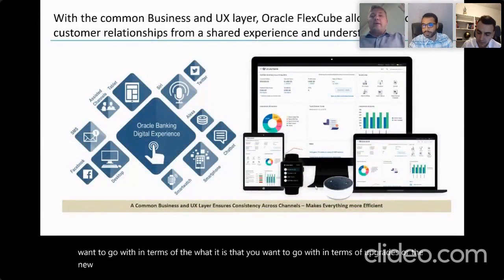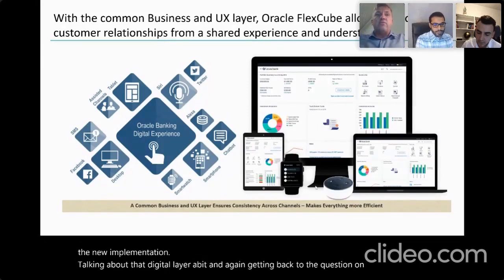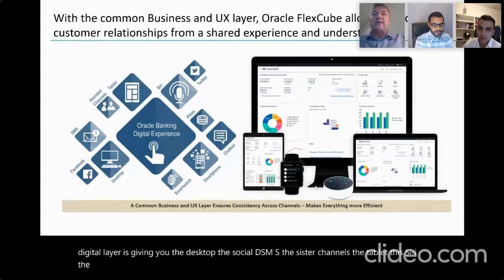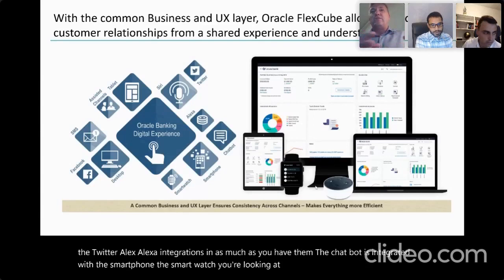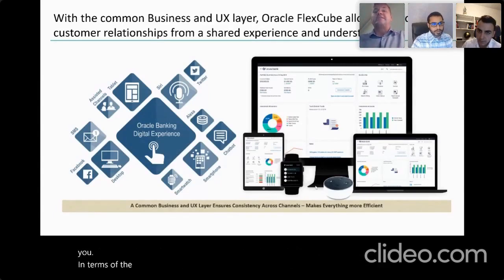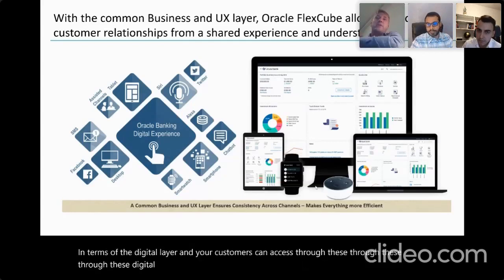Talking about that digital layer a bit, and again, getting back to the question on advantages, the digital layer is giving you desktop, the social, the SMS, the assisted channels, the tablet, the Siri, the Twitter, Alexa integrations in as much as you have them. The chatbot is integrated with the smartphone, the smartwatch. You're looking at all the channels you want to reach your customers on, and even some you might not have even thought of. And that's coming at you in terms of the digital layer, and your customers can access through these digital channels.